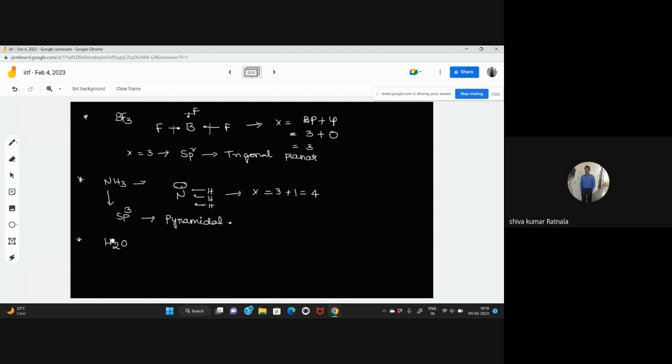Pyramidal. Linear. Triangular. Linear. And V-shaped. V shape, linear, pyramidal. These many answers, but you haven't explained hybridization. What is hybridization?